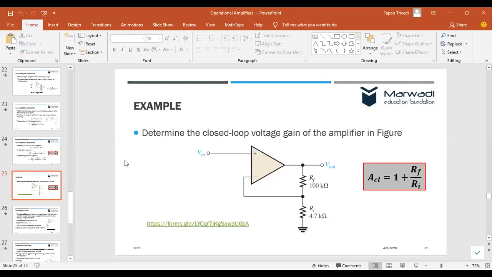You need to calculate from the given values and find out the closed loop voltage gain. You know the value of RF, you know the value of RI, and then you have to calculate the voltage gain of the circuit. You just answer. We have 2 to 3 minutes to answer this.